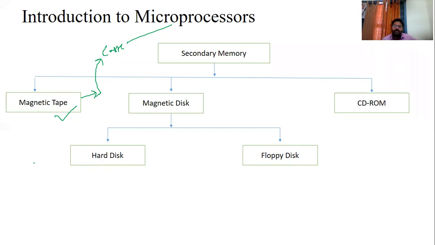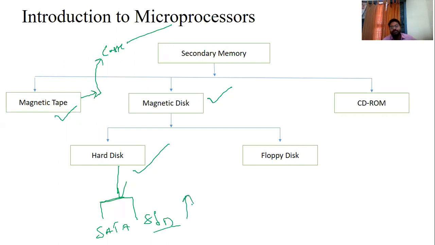Then the second memory technology is the magnetic disk. A magnetic disk is a hard disk. Now we are using this technology. Again, there are different types of hard disk: SATA type of memory as well as SSD, solid state technology devices. SSD has more speed when compared to the others.